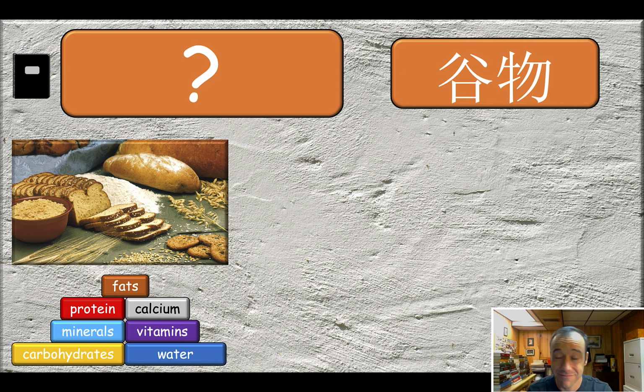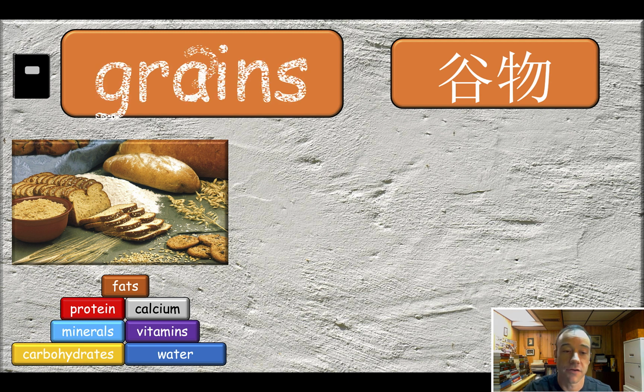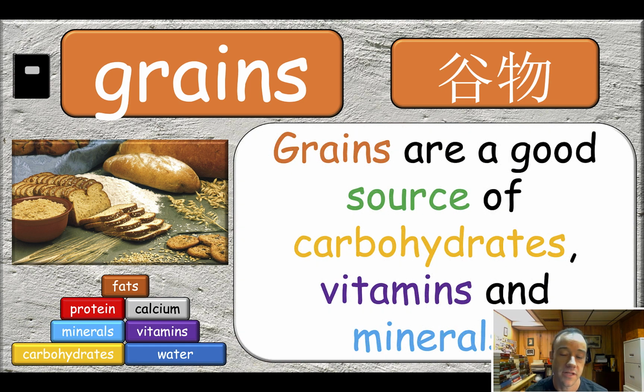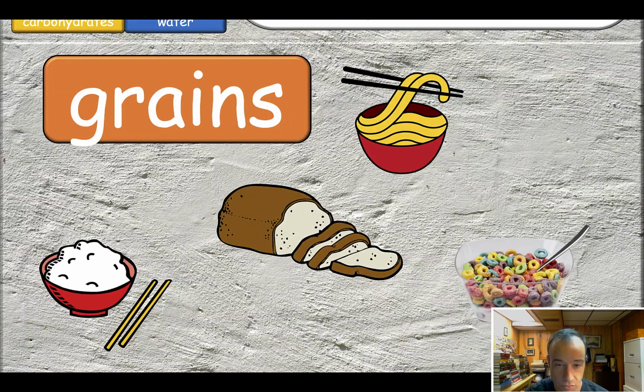Some of these are harder. They're not going to know this one. My class, I don't think they're going to know this word, so you can show them. Grains, if anyone does know it, good job. And then show them what it's a good source of, have them take the notes, and move on.